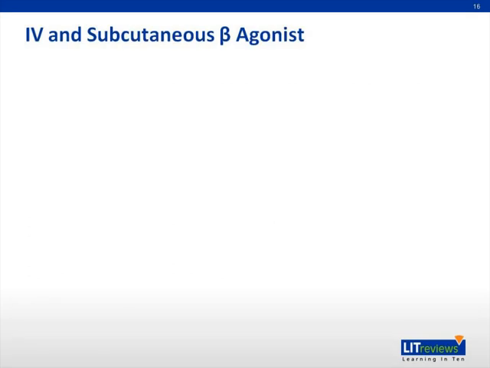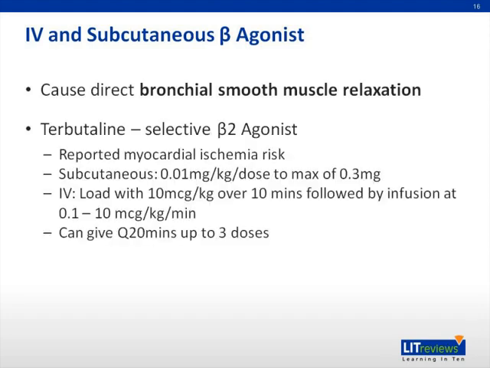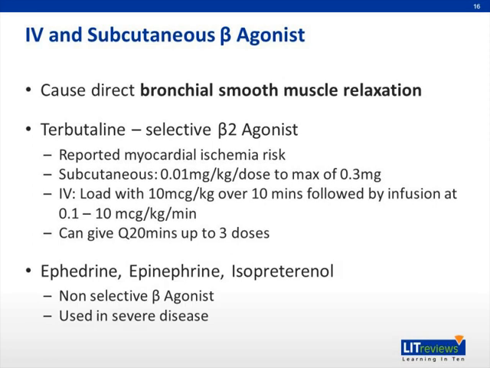In severe disease, we will see the use of IV and subcutaneous beta agonists. They also cause direct bronchial smooth muscle relaxation. Terbutaline is one that is commonly used, but care must be taken as there are reports of myocardial ischemia with this use. In a subcutaneous version, we will also see ephedrine, epinephrine, and isoproterenol used as well.